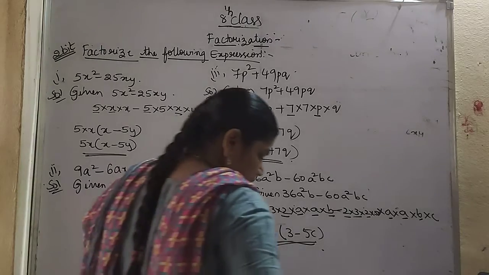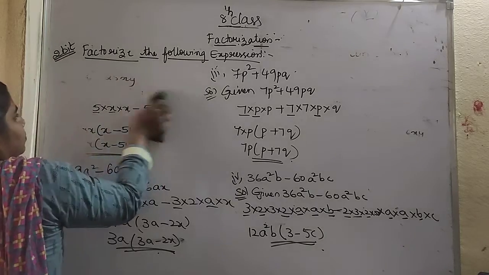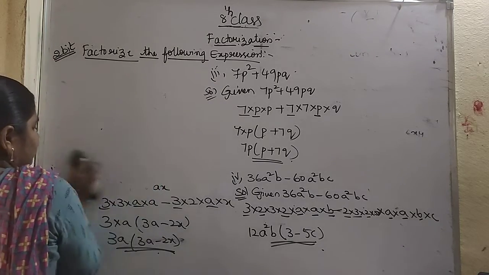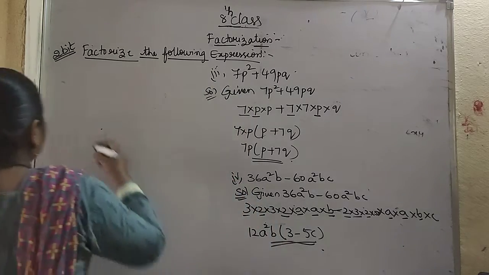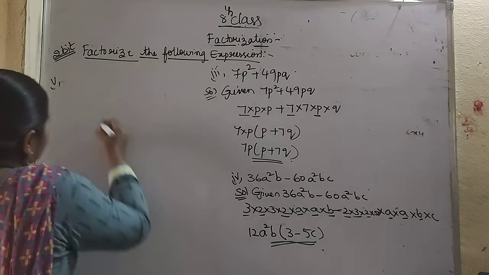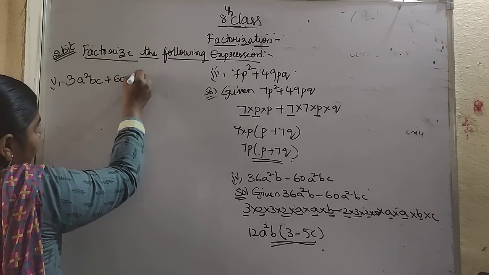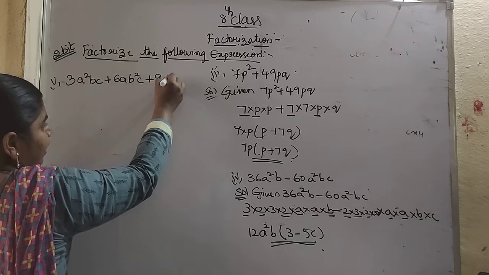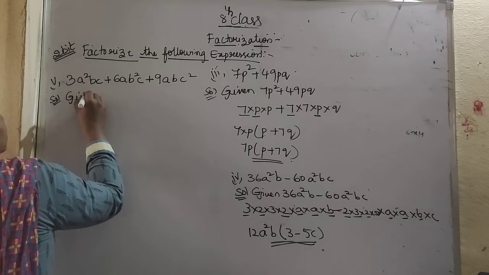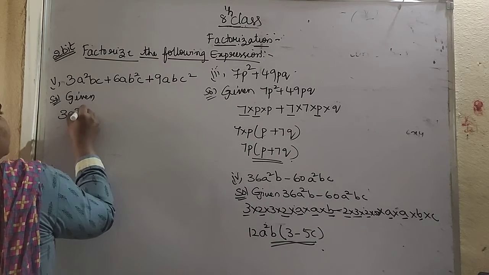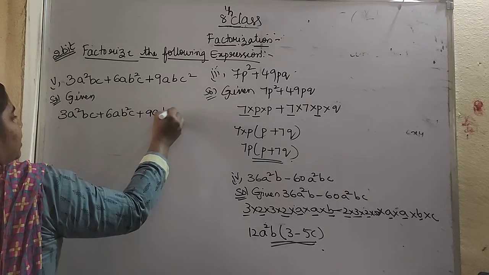Next is the fifth bit. Fifth is 3a square bc plus 6ab square c plus 9abc square. So now we have to take out the common terms from this. So given 3a square bc plus 6ab square c plus 9abc square.